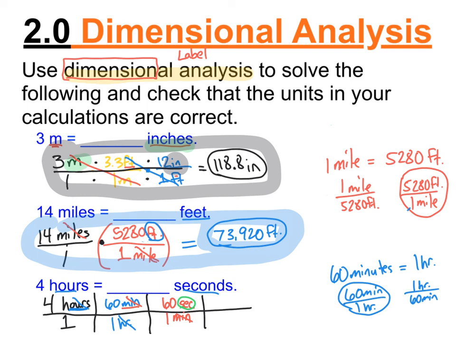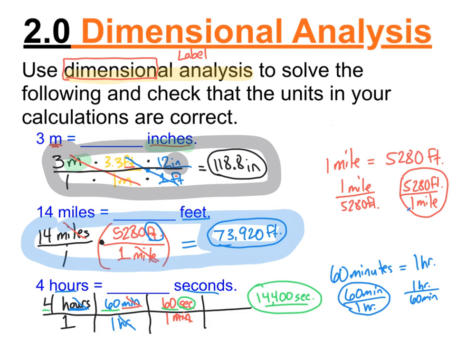So I go 4 times 60 times 60, and that number happens to be 14,400. So that's 14,400 seconds in 4 hours. All right, that is the dimensional analysis. We'll keep trying this, but remember, the answer is not the challenge. The challenge is doing the dimensional analysis. Notice every number I wrote down has a label on it and has a conversion below it. So it's a lot of fractions here, all right?